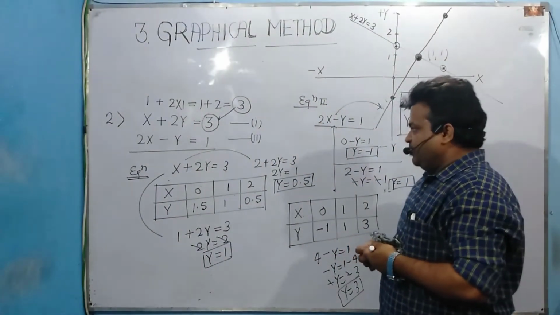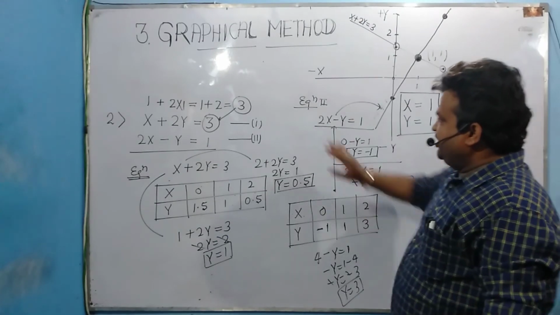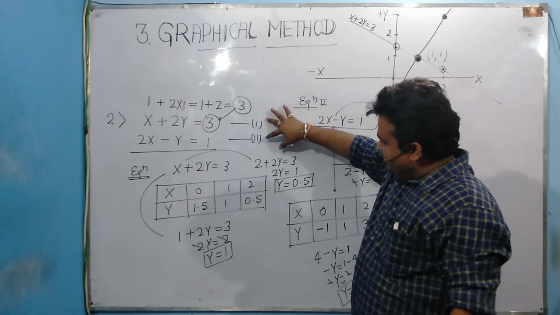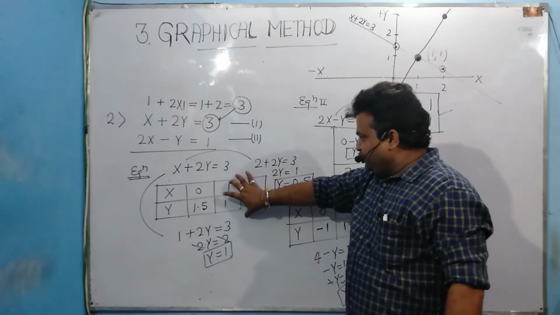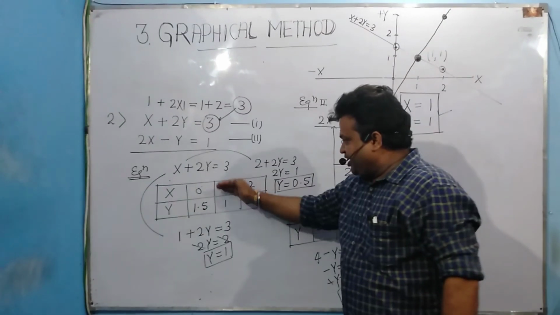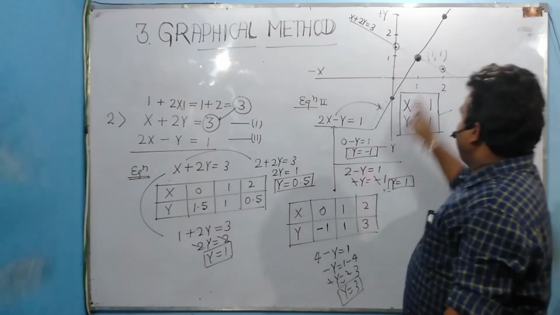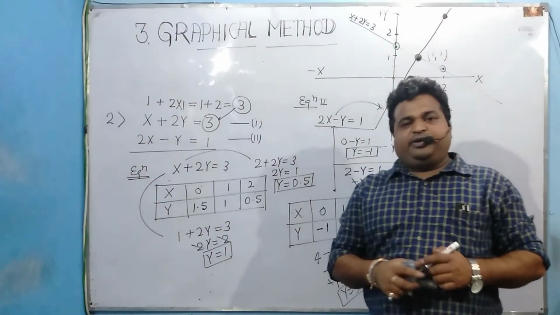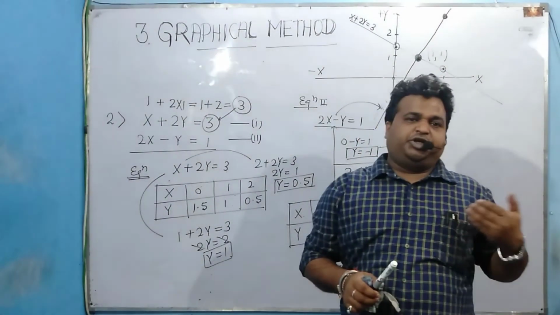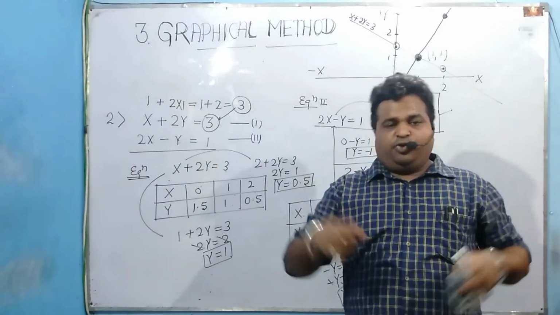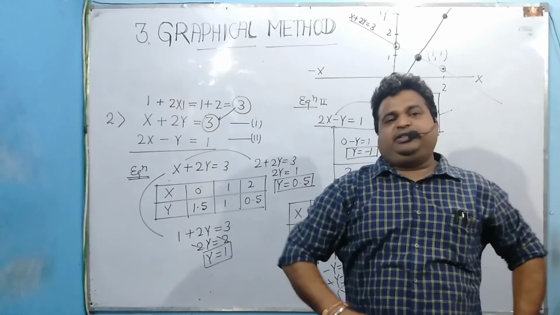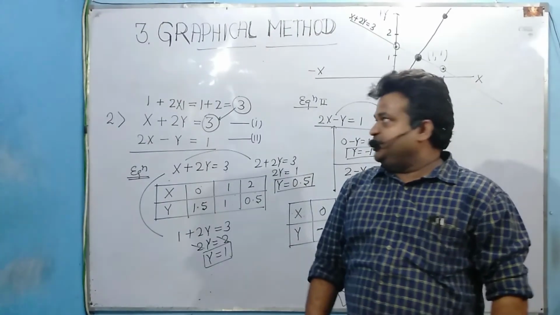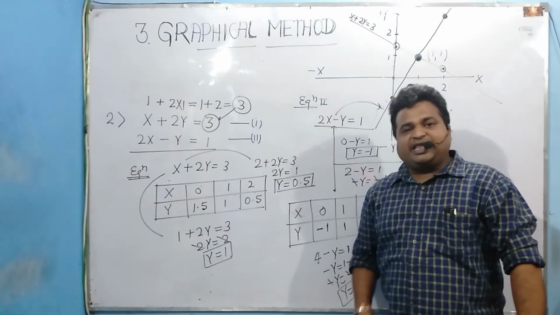So this is the procedure. Again, with the help of two equations, you make two tables representing different coordinates of x and y and draw a straight line. You need to plot the coordinates from equation 1 and from equation 2. Draw two lines, and where both lines intersect, that will be your solution. This is the approach of the graphical method.